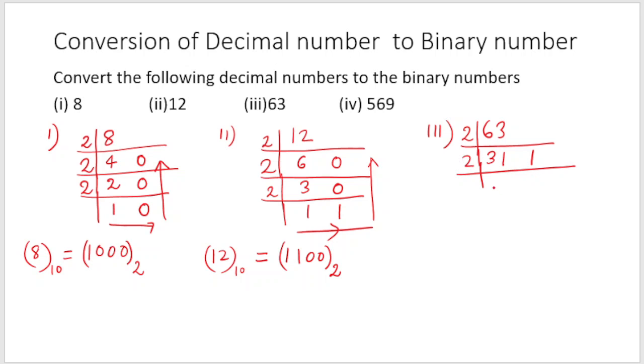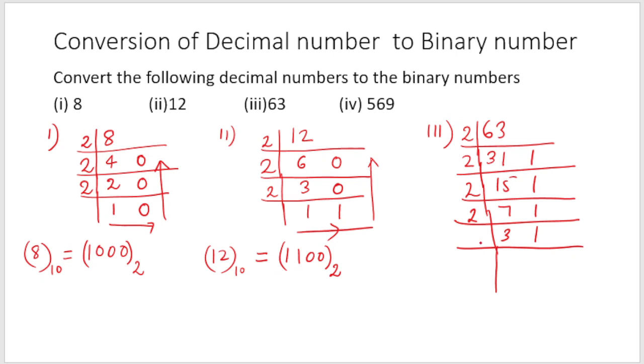Again by 2, the quotient will be 15 and the remainder will be 1. Again by 2, the quotient will be 7 and the remainder will be 1. Again I will divide it by 2, so the quotient will be 3 and the remainder will be 1. Again I will divide it by 2, so the quotient will be 1 and the remainder will be 1, right? So here we have reached the number 1, so I can't divide it further by 2.